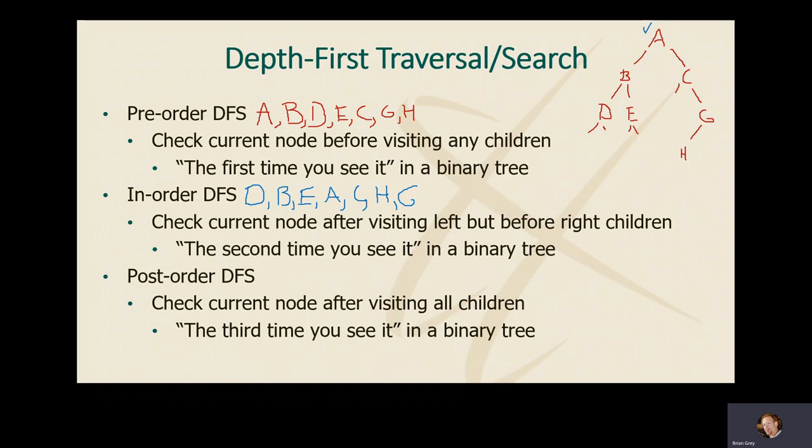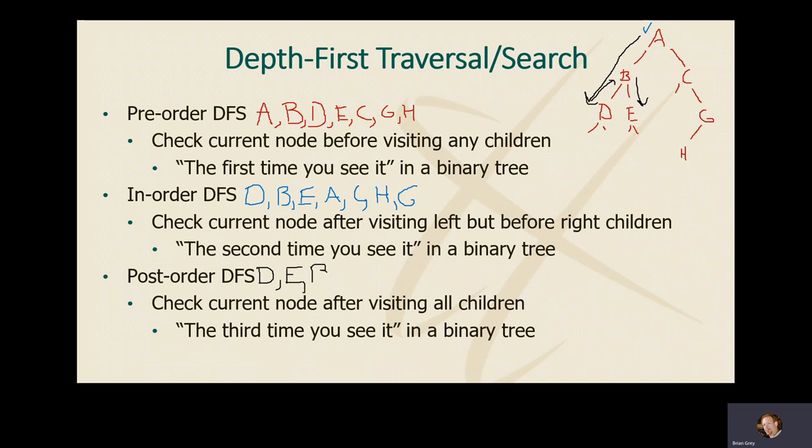Finally, we can look at post order. And this is where we look at the node last. So we come all the way down, right? And we go D, then we come back to B. It's got a right child. We go to E, then we go to E. Now we're done with both.